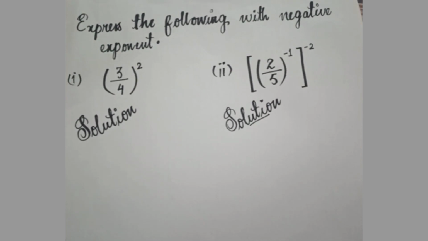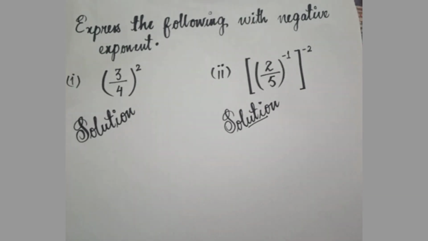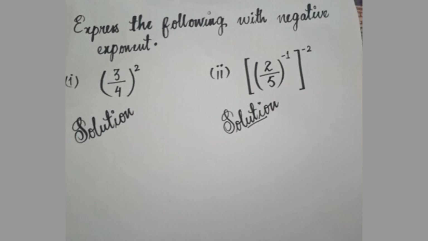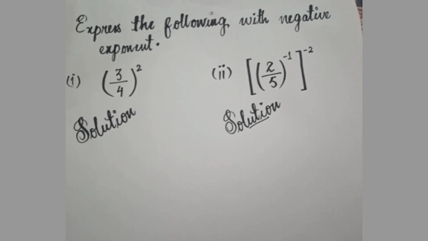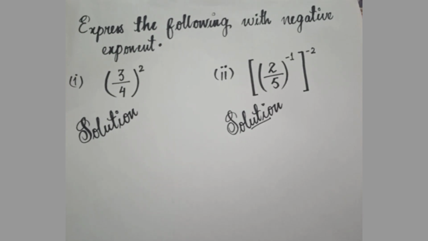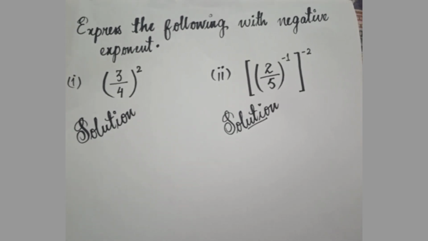But what if the exponent is negative? That means we are dealing with fractions instead of whole numbers. To write a fraction with a negative exponent, we just flip the fraction and put a positive exponent on it.